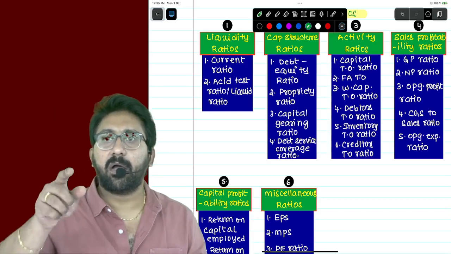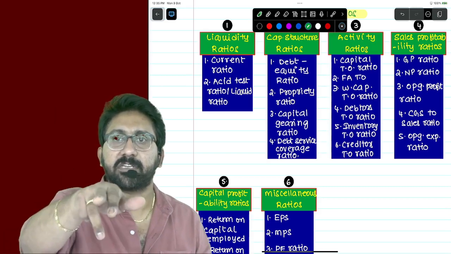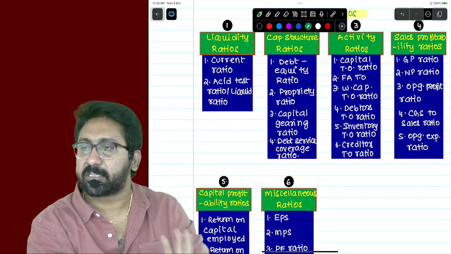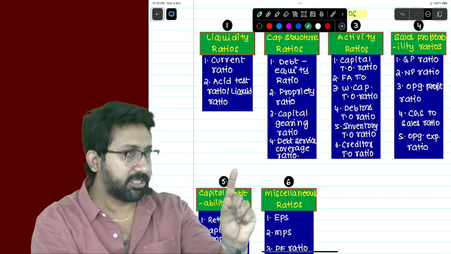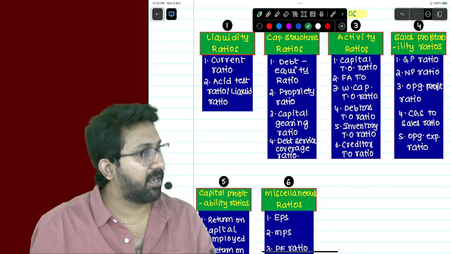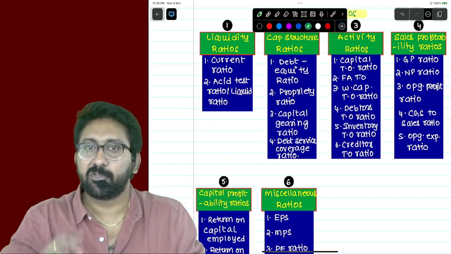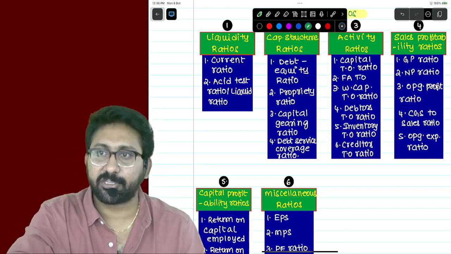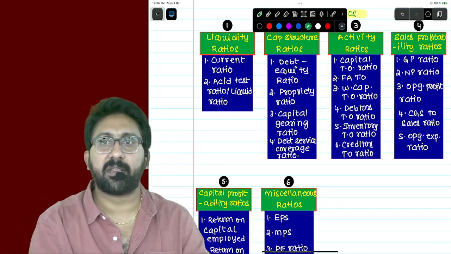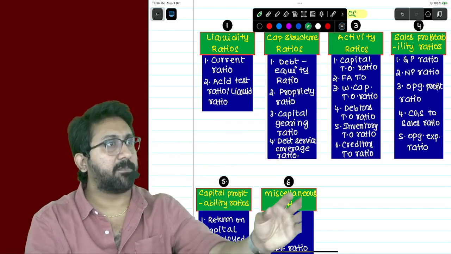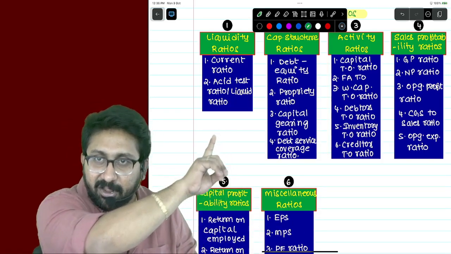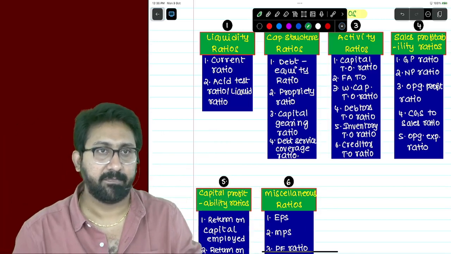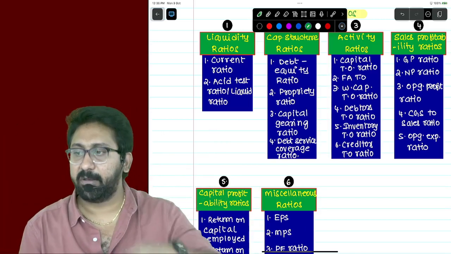How will problems come in the exam? First, let me tell you. They will ask a question on liquidity or capital structure. One question will come for 10 marks, and all the ratios will come inside. That means you can't do the problem unless you know all the ratios. First you should understand all the ratios, and after that jump into the problems and start doing them. One by one, let us understand.